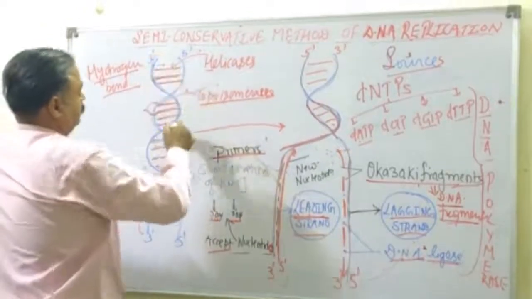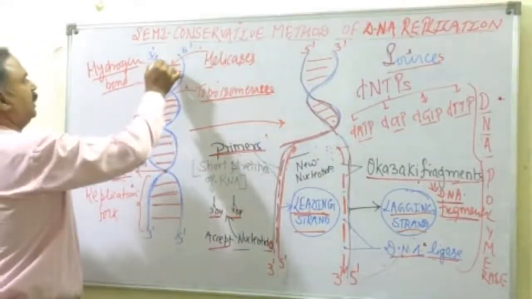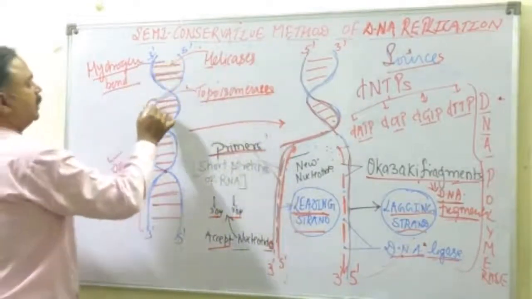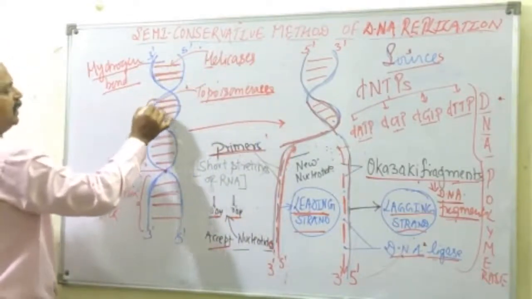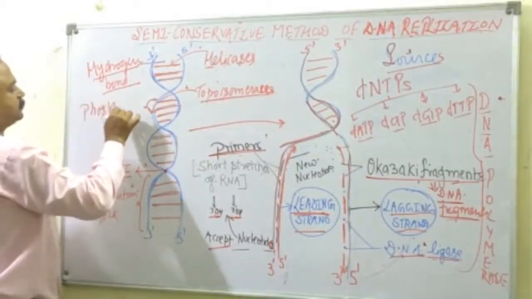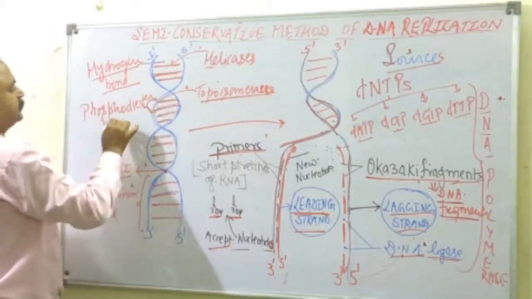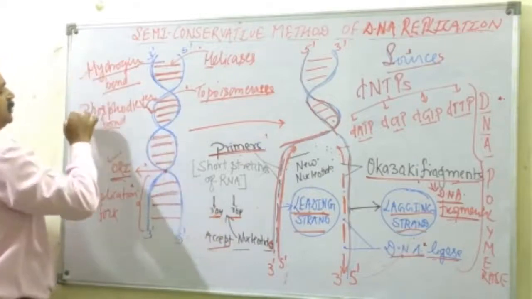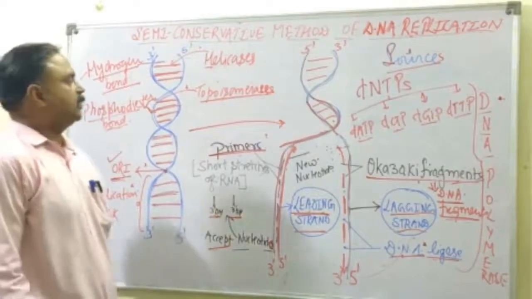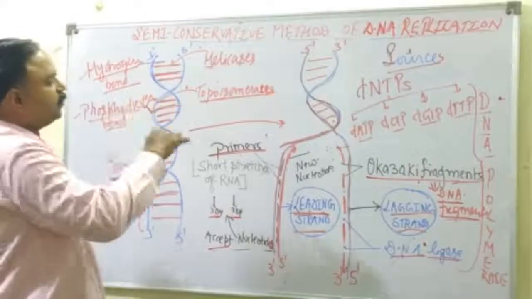This is the DNA strand, which you have studied in the last topic. These were hydrogen bonds between two nitrogenous base pairs, and between two nucleotides, these are which bond? Phosphodiester bond. This is the hydrogen bond and this is the phosphodiester bond. So the first step is unwinding and separation of this supercoiled strand.